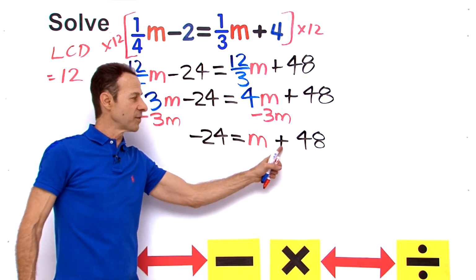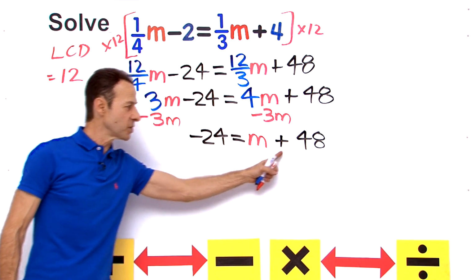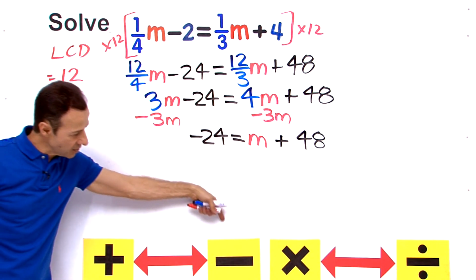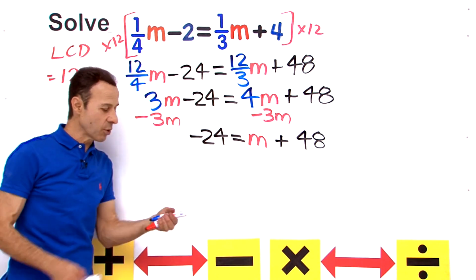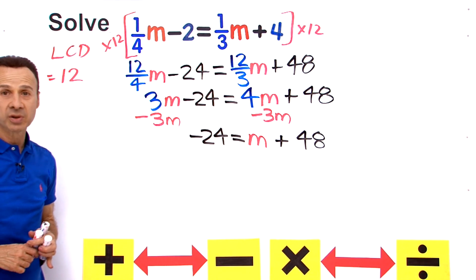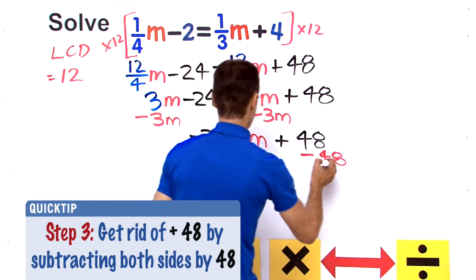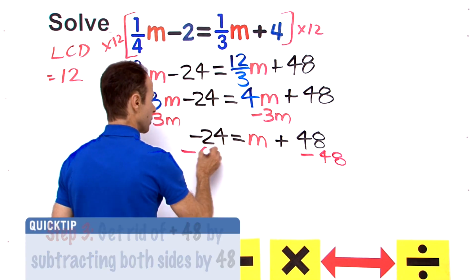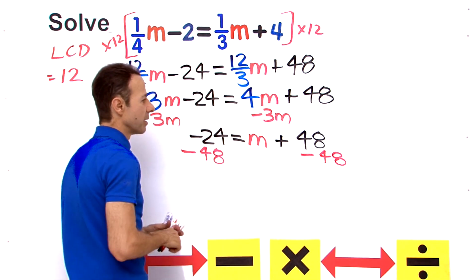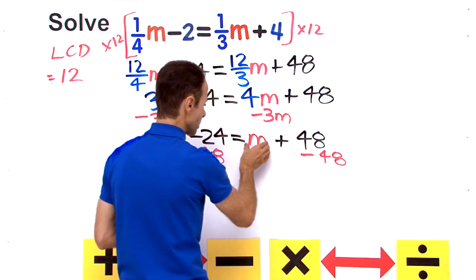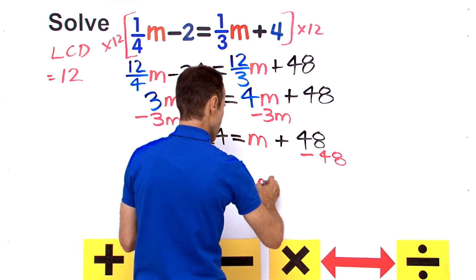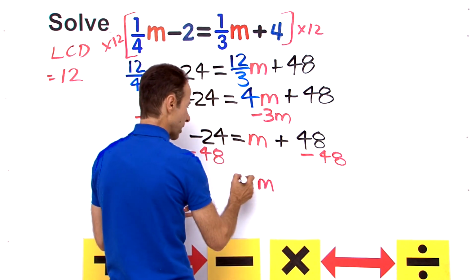So what's the opposite of addition of 48? Addition is subtraction. So let's take away 48 from both sides. Take away 48 and take away 48. All right, 48 minus 48 is 0. So just bring down the m. Just m by itself. Bring down the equals.